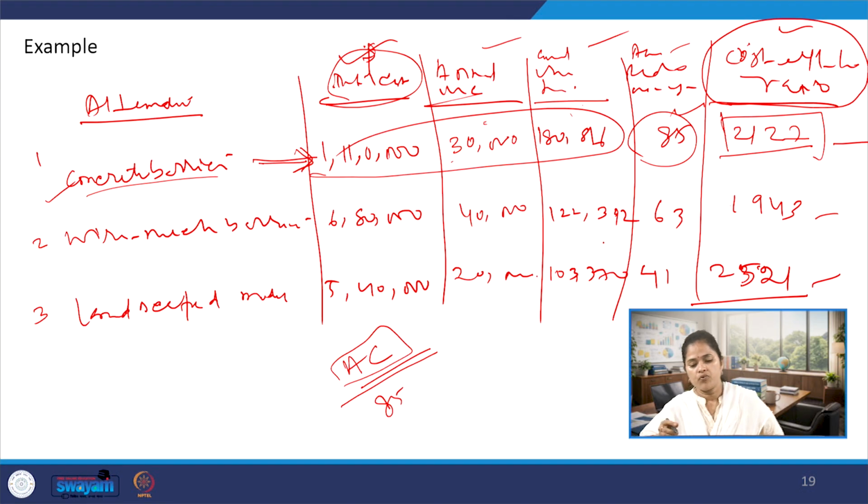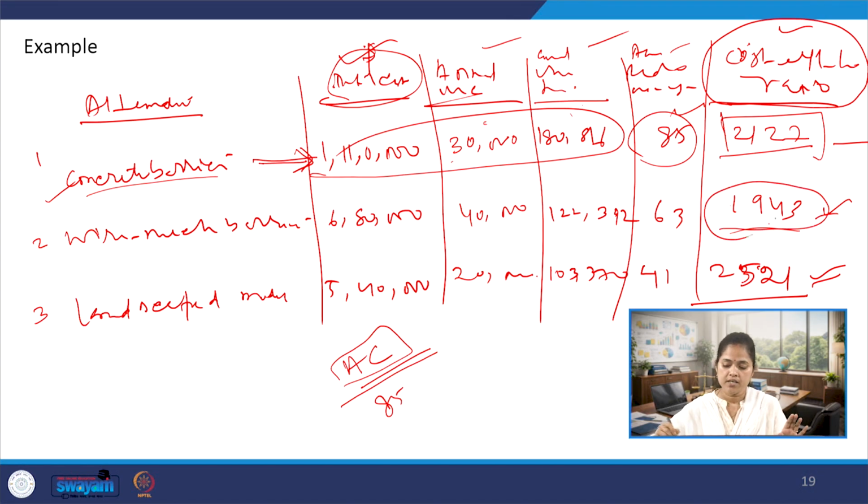The interpretation is that for reducing one accident, we have to spend 2127 if we are following the first alternative, that is the concrete barrier. Likewise, if you implement the second one, then the cost effectiveness is 1943. That means for reducing one accident we have to spend this much, and likewise for the third one. So now the decision maker will be in a position to decide that the second one should be taken, because given the effectiveness, the cost is the lowest.